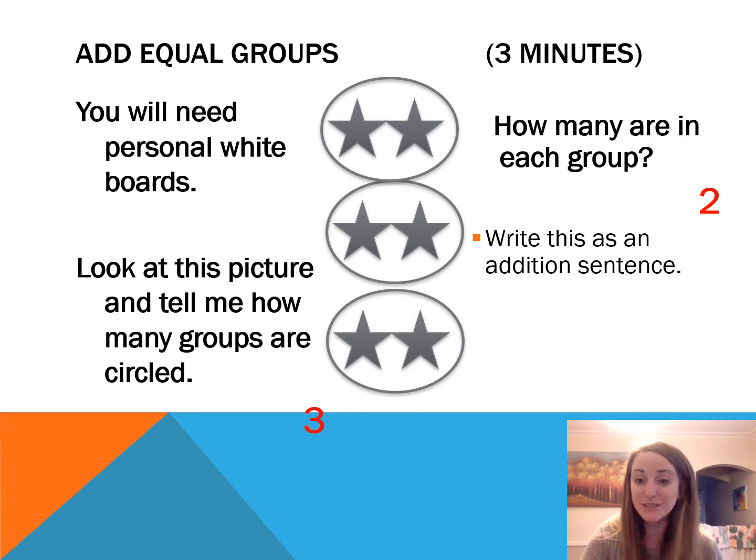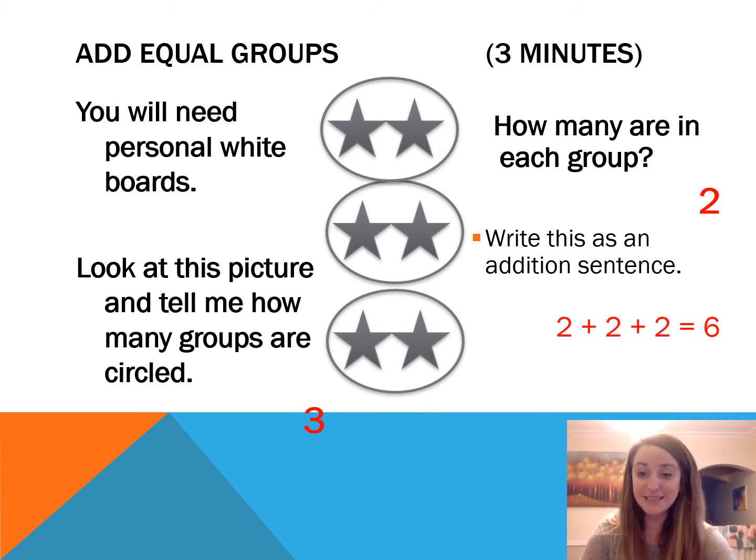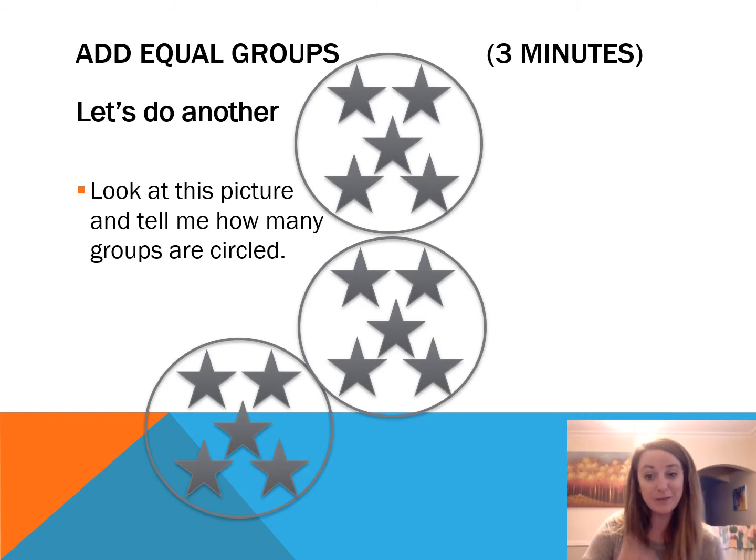Write this as an addition sentence. 2 plus 2 plus 2 equals 6. Yesterday, we learned that multiplication is a more efficient form of repeated addition. Write a multiplication sentence for 3 2s equaling 6. There we go. 3 times 2 will be the same as 6. You may reset, and let's do another.